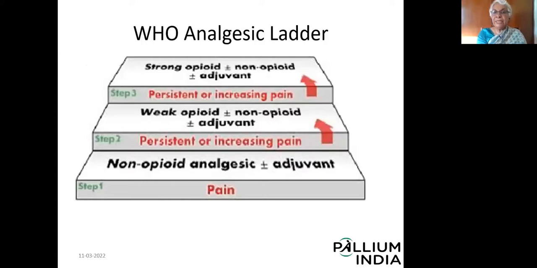Now, the WHO analgesic ladder is very essential. Assessment of pain is very essential before you apply the ladder. Okay, now what is the ladder? The ladder that was introduced was a 3-step ladder.